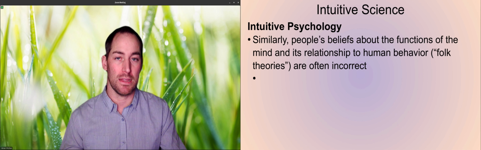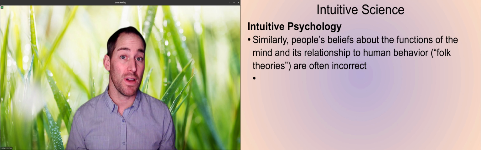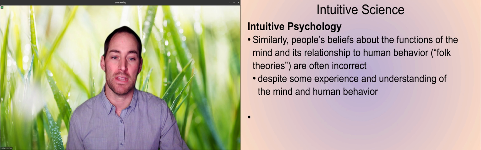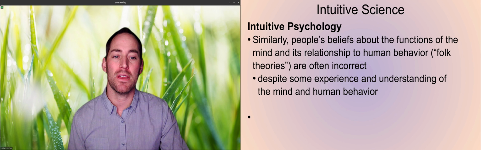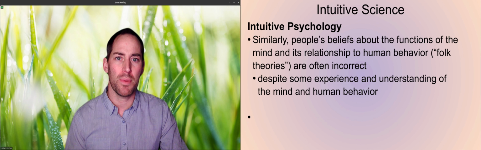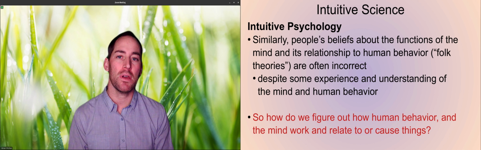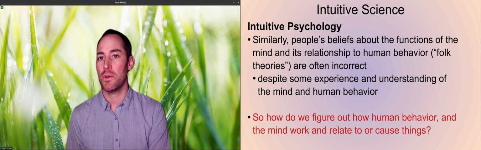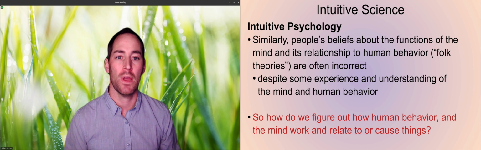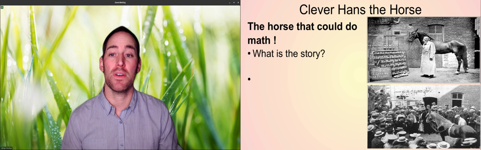Sometimes we test it, and that's the big point. You've got to test it. You've got to test theories. You've got to try to falsify theories and see which ones are accurate, which ones are not, which pieces might be useful, those kinds of things. Despite having experience and understanding of humans, human life, a little bit about the human mind, we are often incorrect about things. So, how can we figure out how our mind works, how it relates to causes of behavior, all sorts of things? Well, through doing actual scientific methods.